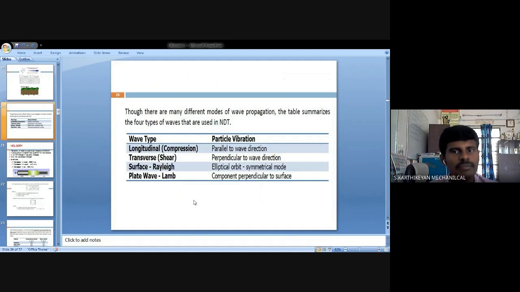Whereas in Rayleigh waves, there is an elliptical orbit, symmetrical mode, and the last one is Lamb waves. Lamb waves have components perpendicular to the surfaces. There are different types of sound wave propagations.